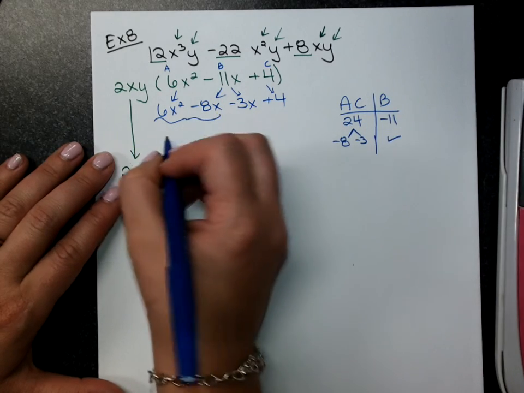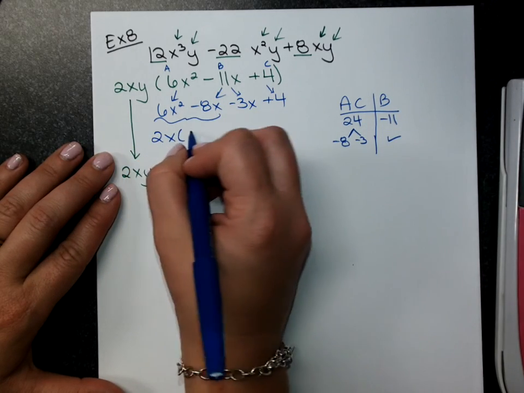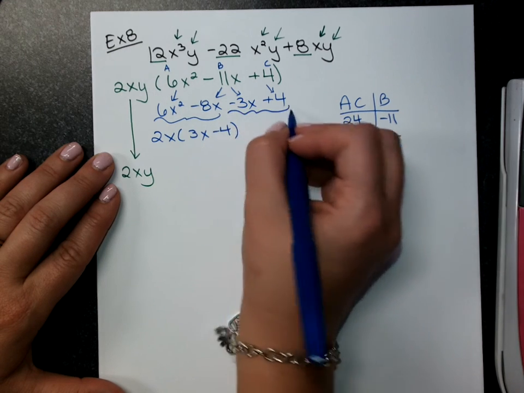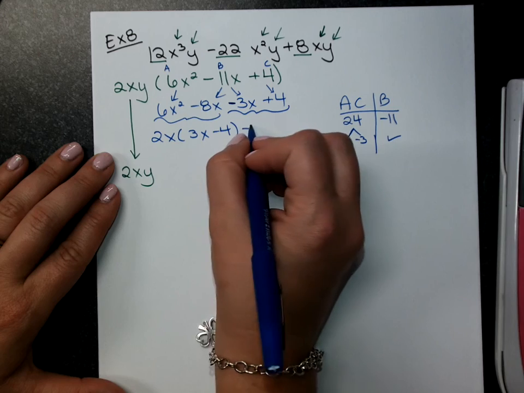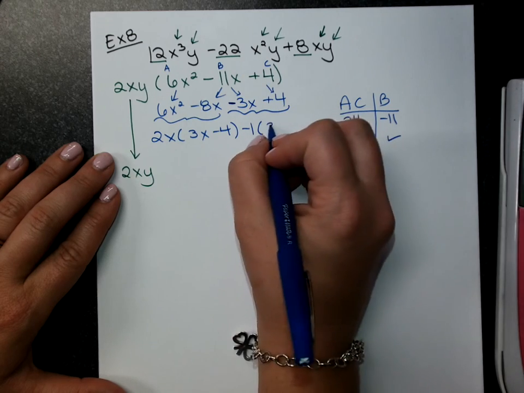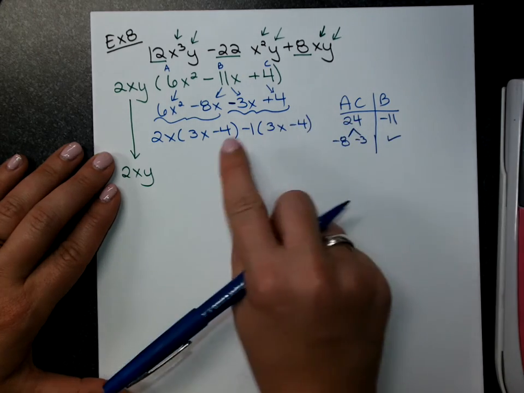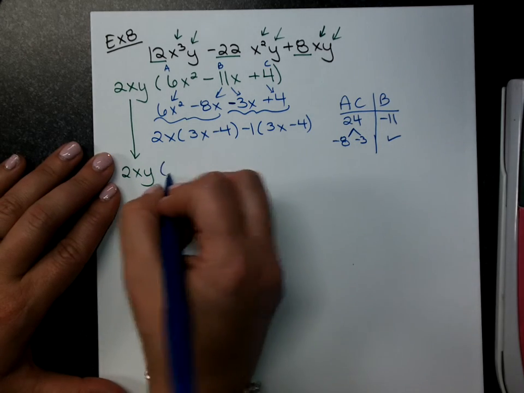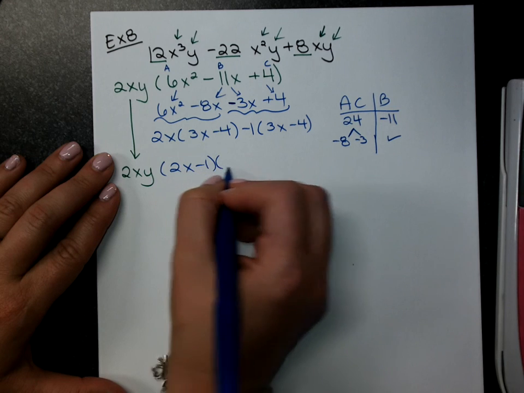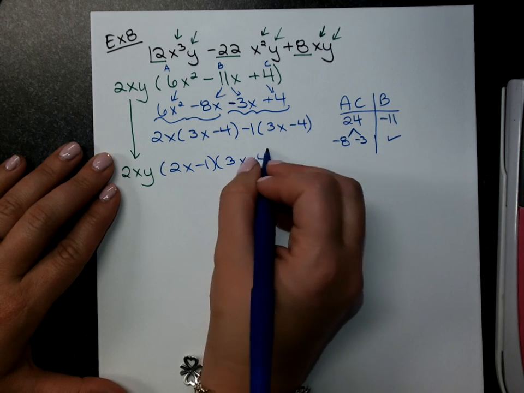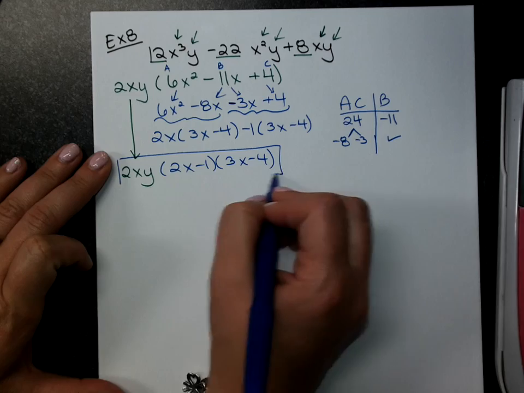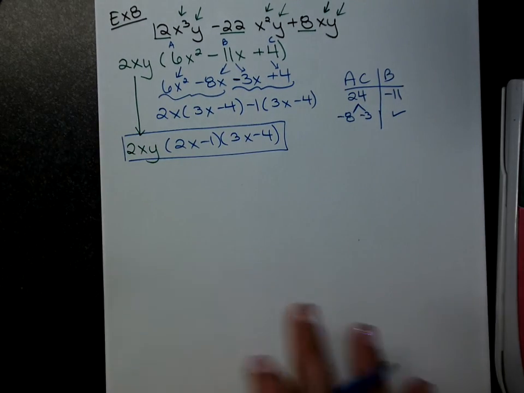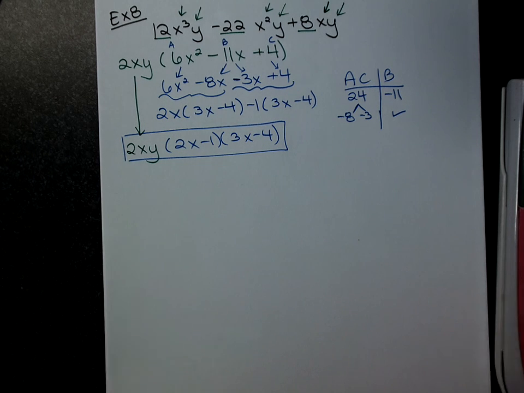Then we'll group. It's going to be 2x times 3x minus 4. Here the only thing we're going to take out is that negative, so we'll take out a negative 1. That'll switch the signs and make it positive 3x minus 4, which is what we need. So our final answer will have 2xy, 2x minus 1, 3x minus 4. So it looks a little crazy, but when it looks crazy like that, just take out a GCF. Alright, I'm going to stop there and record a separate video for the next part.